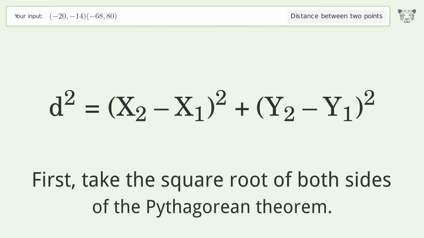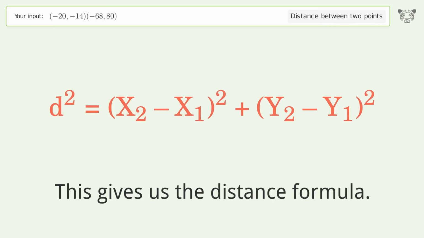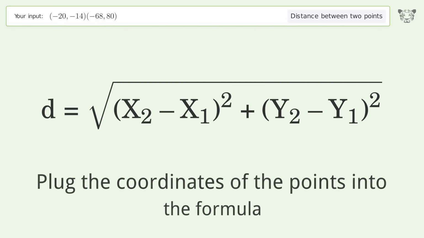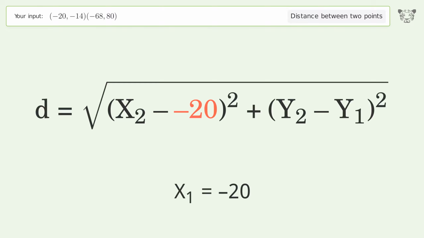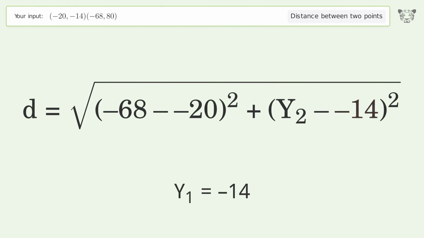First, take the square root of both sides of the Pythagorean theorem. This gives us the distance formula. Plug the coordinates of the points into the formula. x1 equals -20. x2 equals -68. y1 equals -14. y2 equals 80.